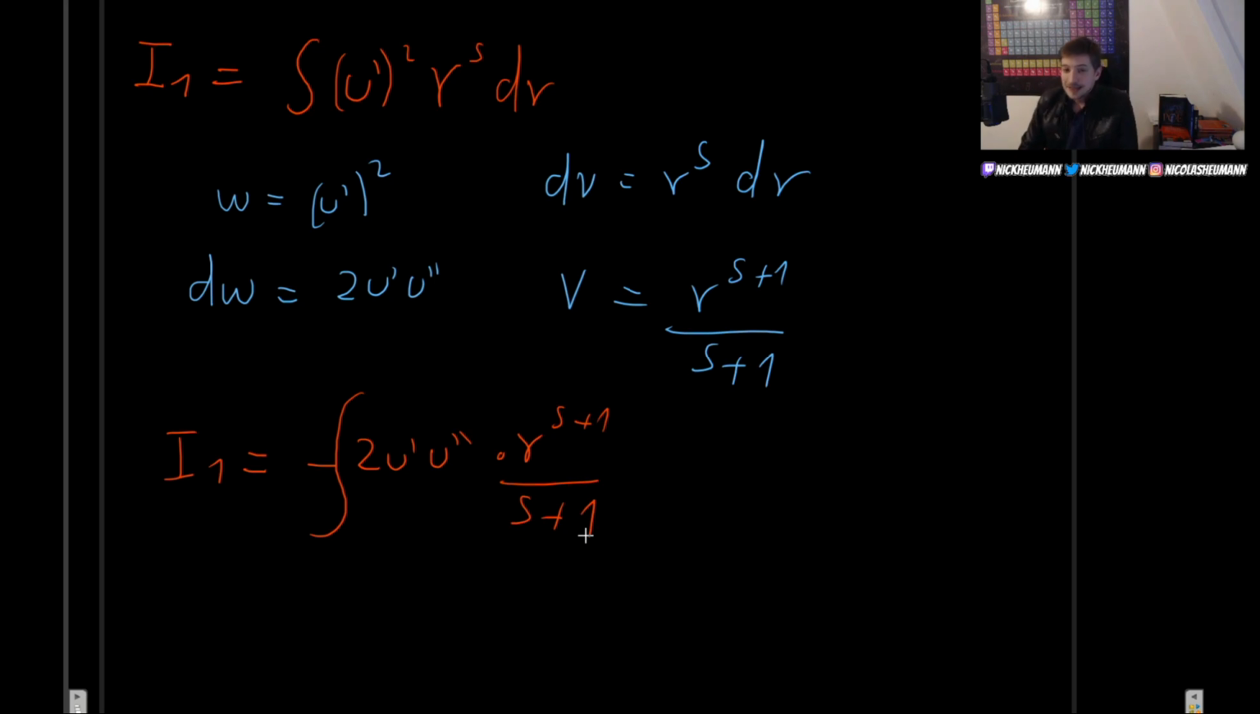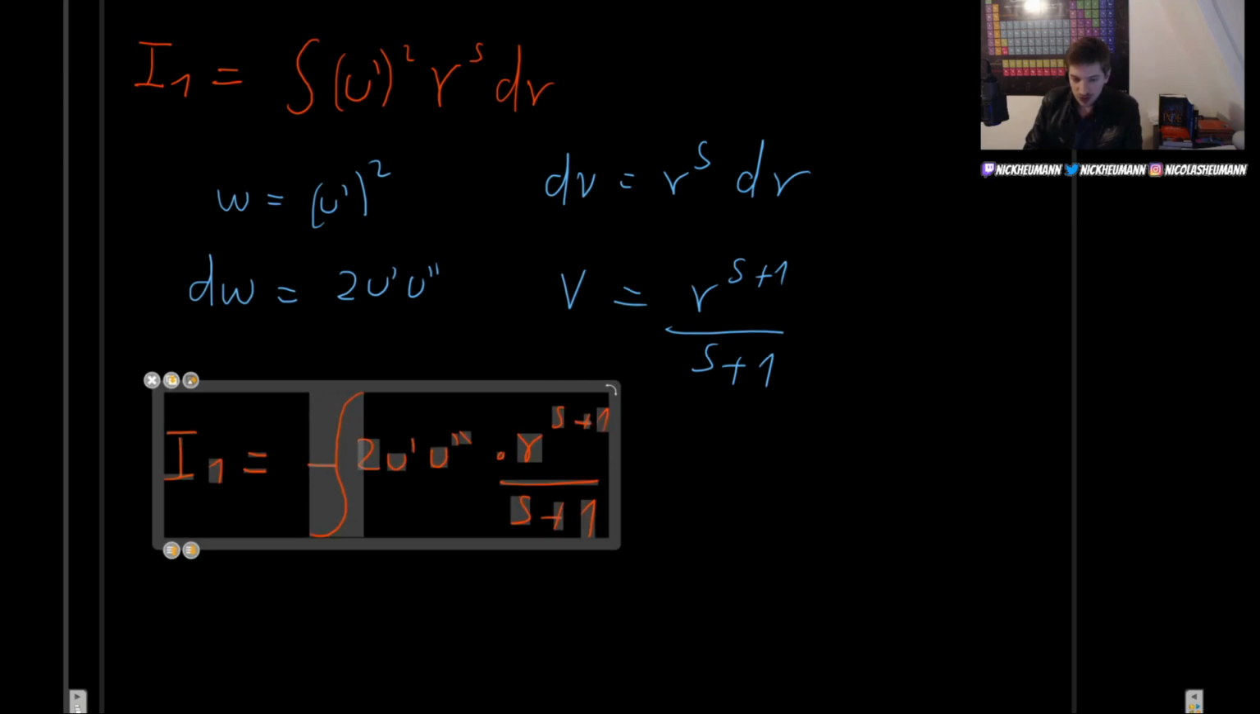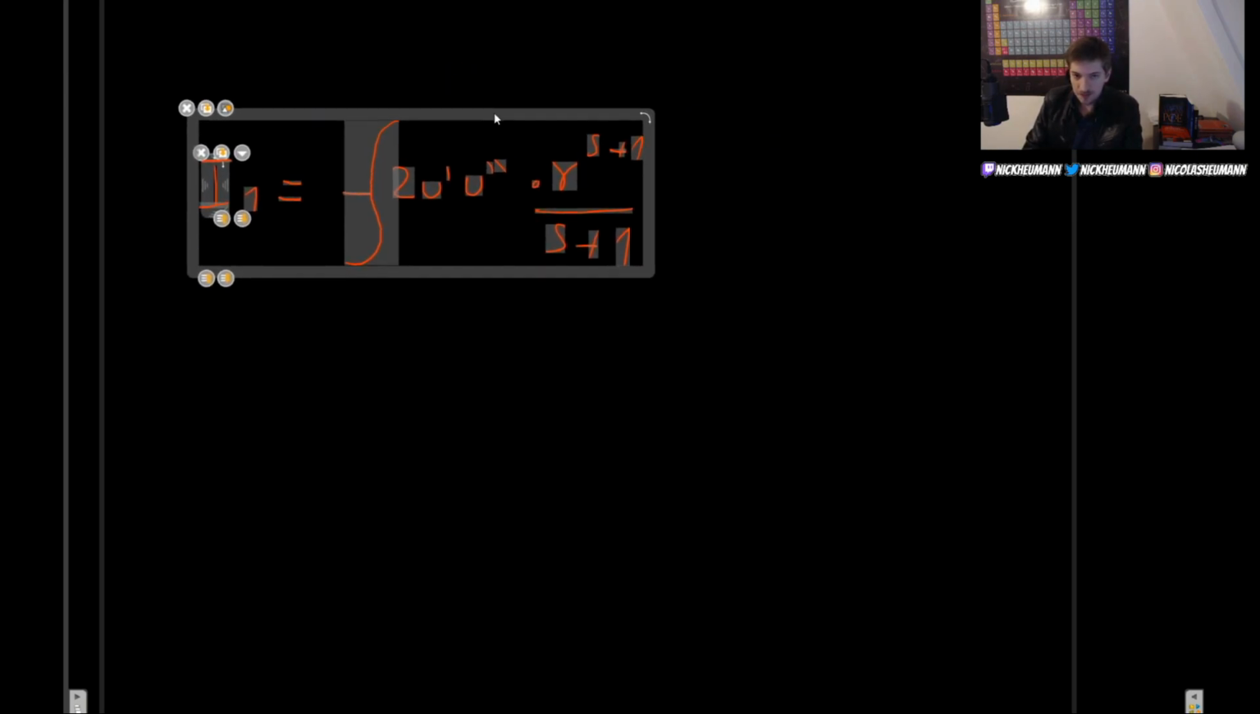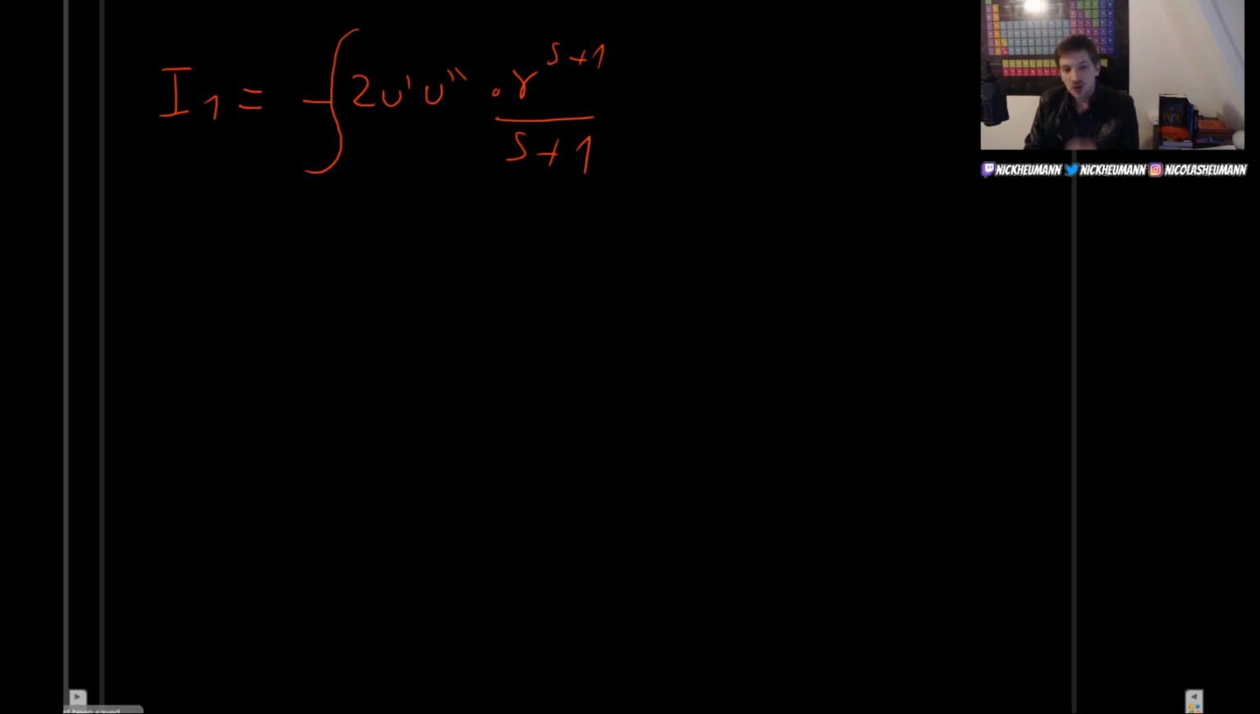Okay, so now we have this other integral, which doesn't really seem to have made much progress, but we actually did. All right, so let's go to a new page so we can work on this integral. Okay, so how would we solve this? The thing is, we have once again a U prime prime. So if we plug U prime prime here, we're going to get a bunch of things that are going to be of the form integral of U prime R to some power times U dr.